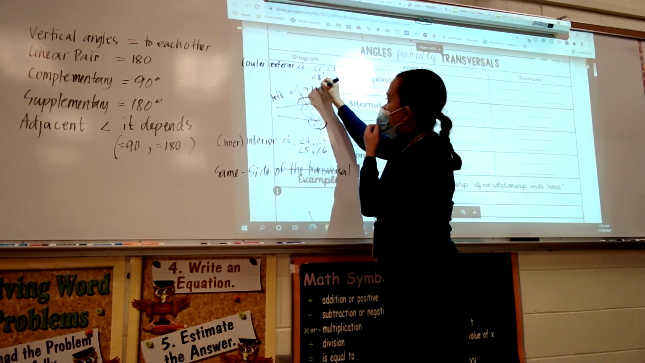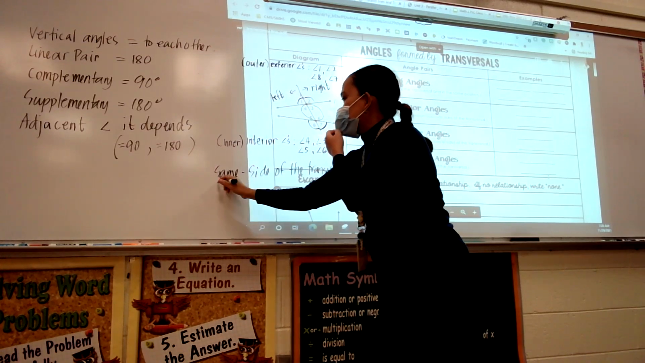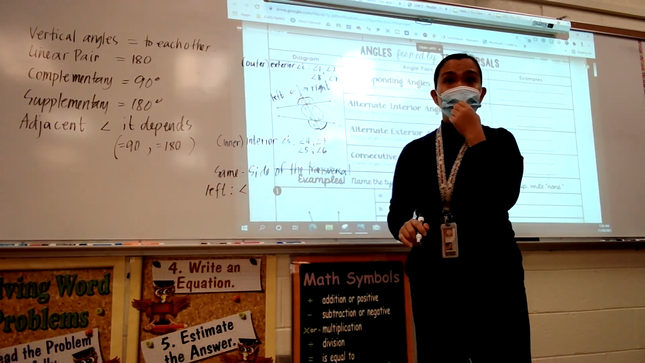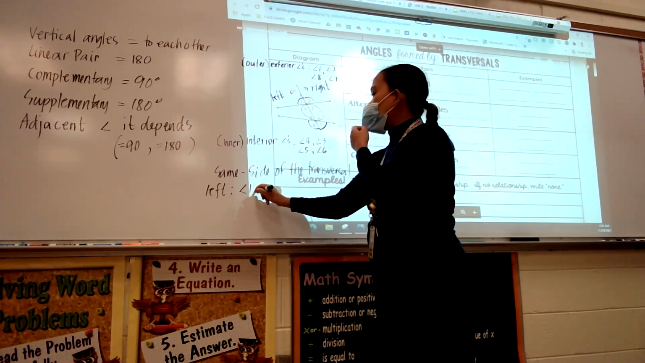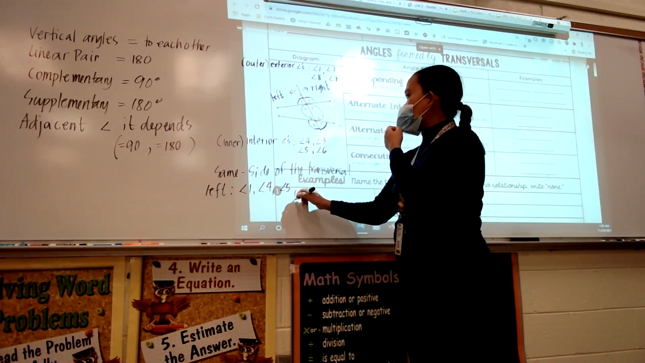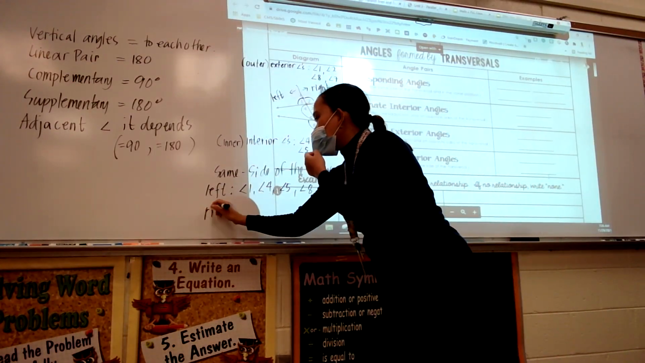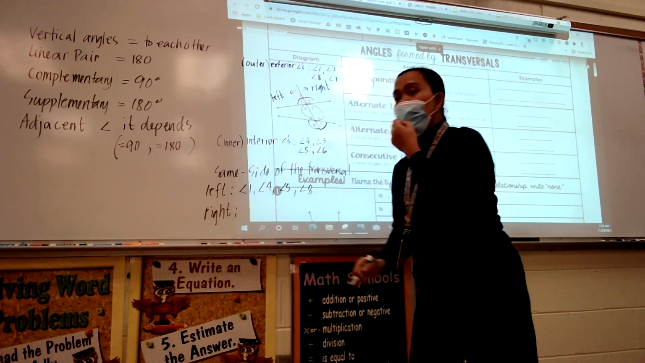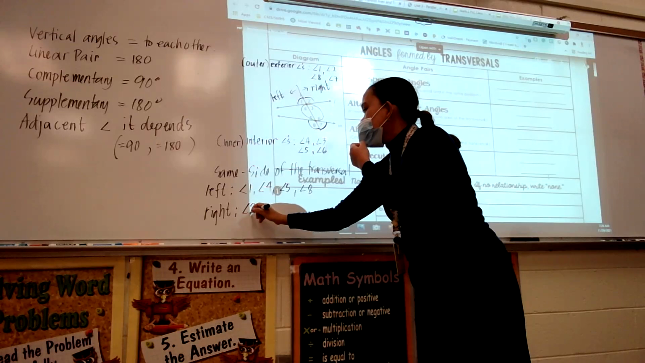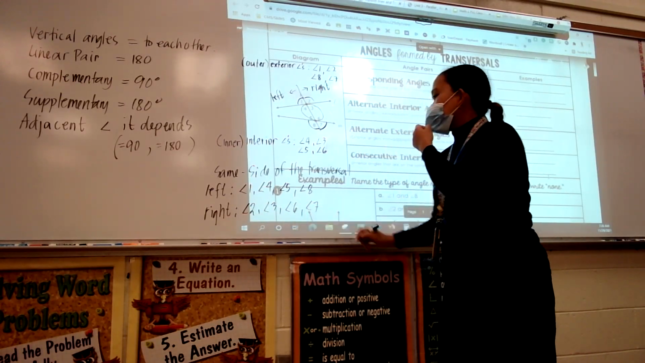Let's call this the right side. Okay, the left side would start with... Angle what? Angle 1, angle 4, angle 5, and angle 8. And the right would start with what? Angle 2, angle 3, angle 6, angle 7.